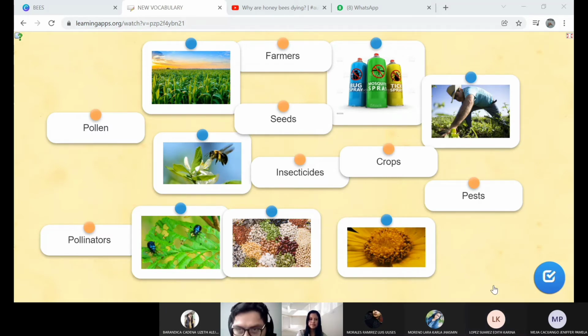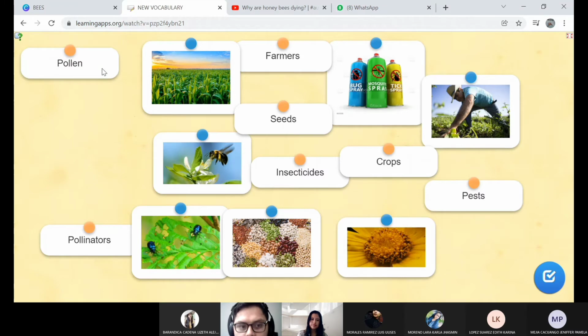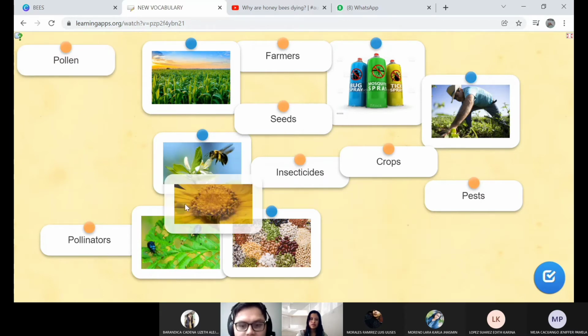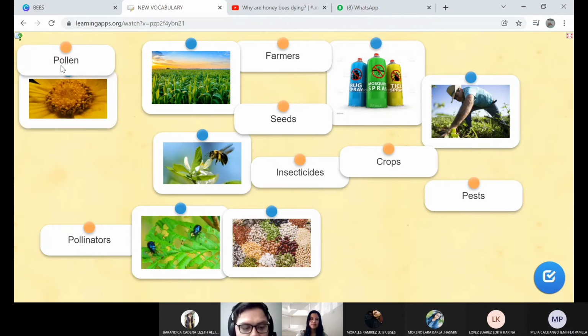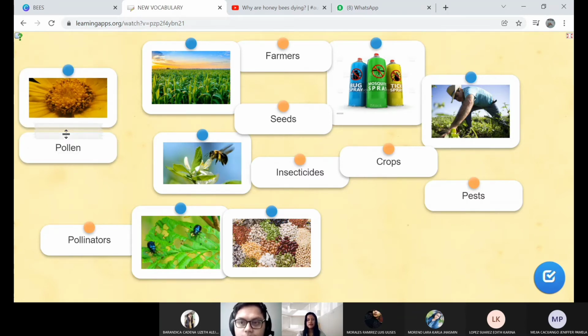Can you see my screen? Yes, teacher. Okay, now we are going to practice the pronunciation of those words. Alejandra, can you pronounce this word? Pollen. Okay, thank you. All of you, please turn on your microphones and let's repeat the pronunciation. Pollen. Pollen. Okay, thank you.